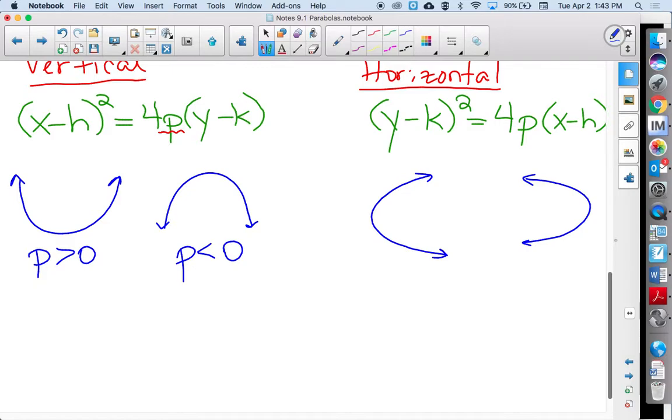Yeah, so when p is greater than 0, it moves to the right. That's the direction the positive numbers move. They get bigger, bigger, bigger to the right. And when it's less than 0, then it opens left. And you don't have a parabola. You have a degenerate conic, which we'll talk about, but not quite yet.